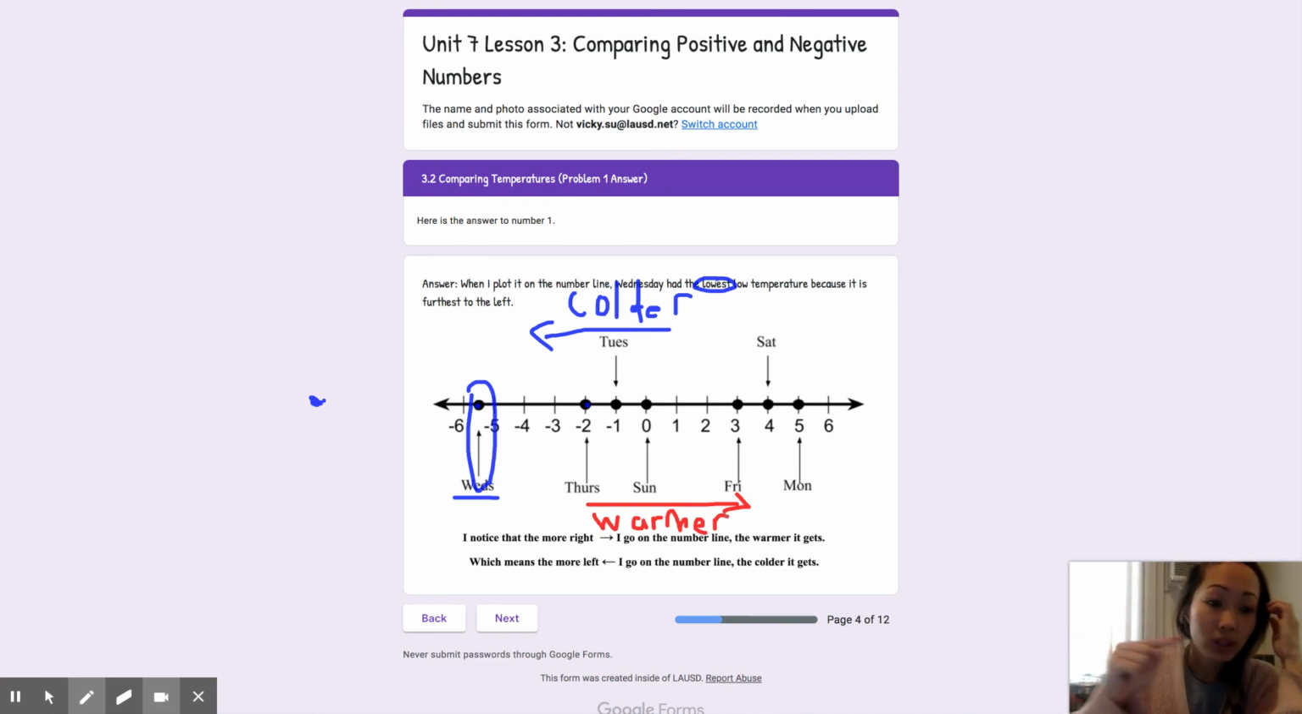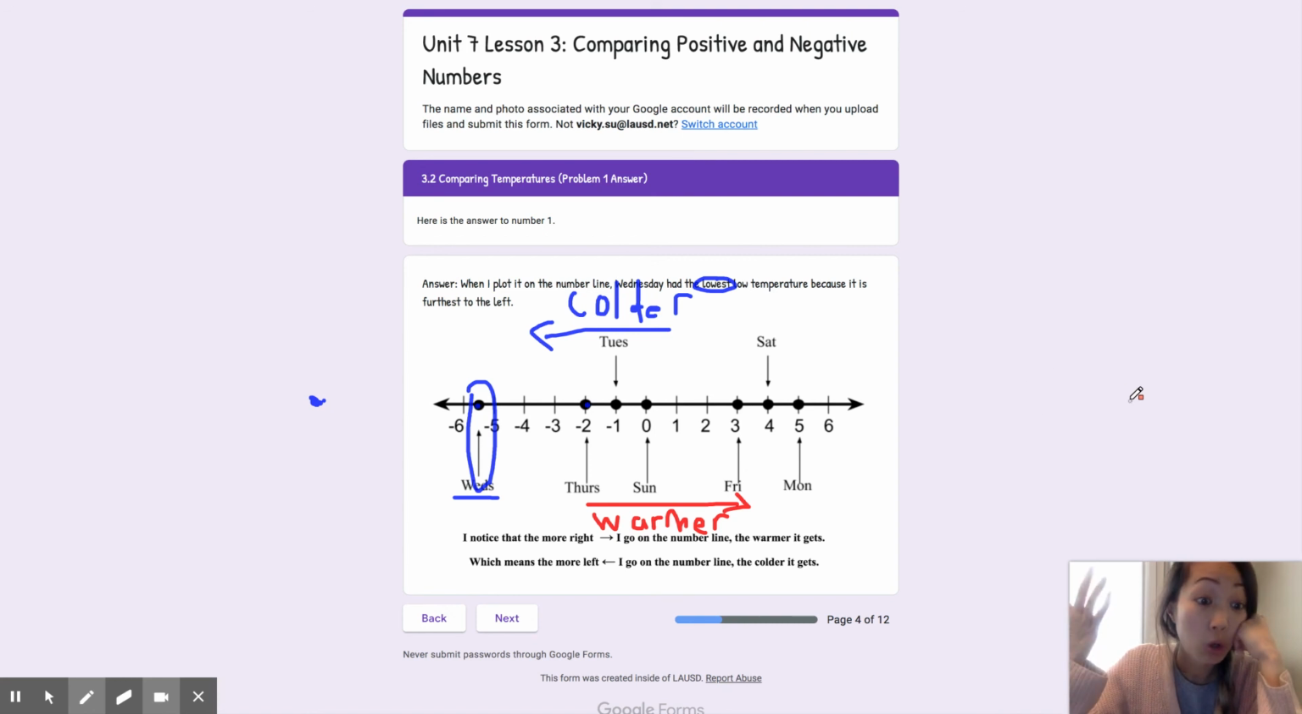When we go this way, this is fun. When you go this way, it gets warmer. So the numbers get bigger because after 6 comes 7. After 7 is 8. After 8 is 9. After 9 is 10. So it gets warmer. The numbers get bigger and it gets warmer.